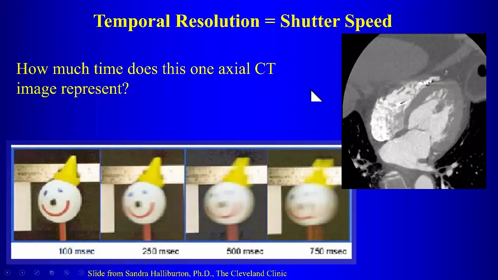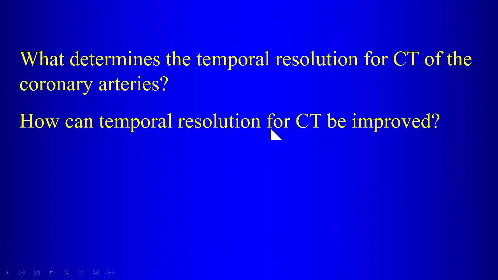So the same thing is true because we can't stop the heart from beating, you don't want to, so the heart is always moving, right? So you want to avoid the blurriness and the motion of the heart, and so you do that by improving your temporal resolution, okay? So what determines the temporal resolution of CT?